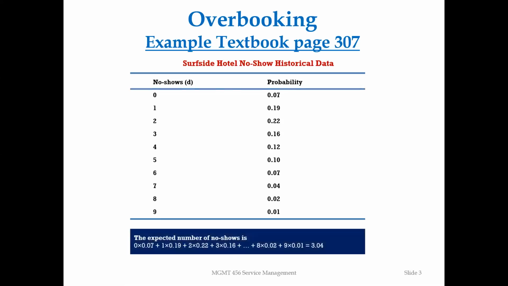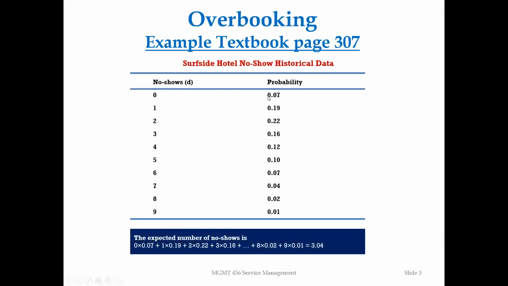So let's see, what is the average? This is all the possible numbers of no-shows, and this is the corresponding probability. Now the question is, what is the average number of people who will not show up? So we can calculate the expected value.